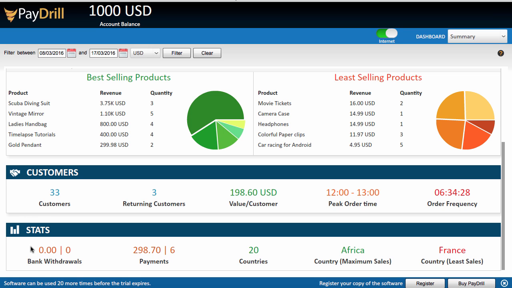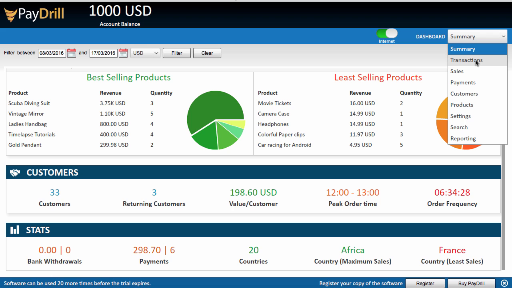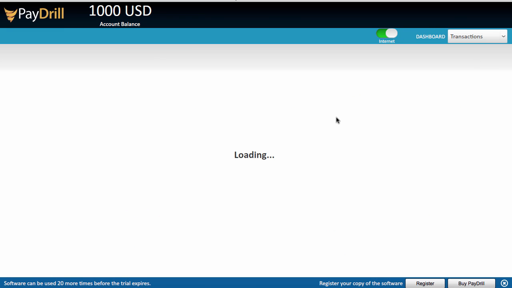So maybe if you're withdrawing profit, you could actually get a list of that. You could get how many payments you've received, countries you've received from, the country that has the maximum sales and the least sales as well. That helps you with targeting over Facebook, knowing which countries your payments are coming from.